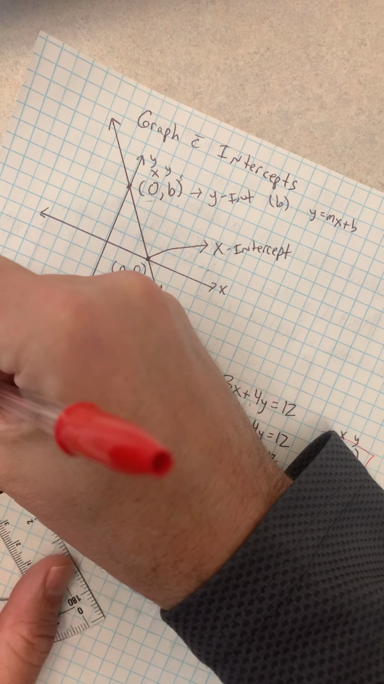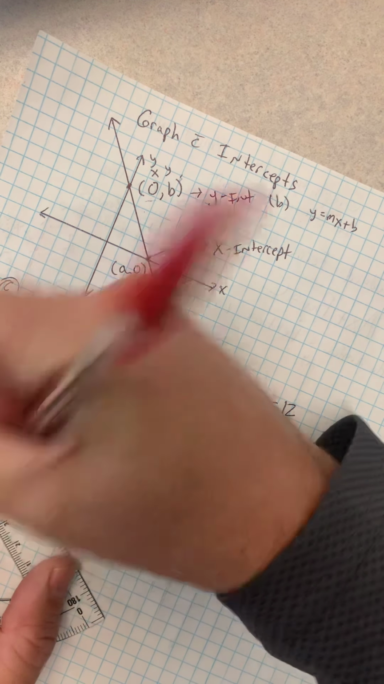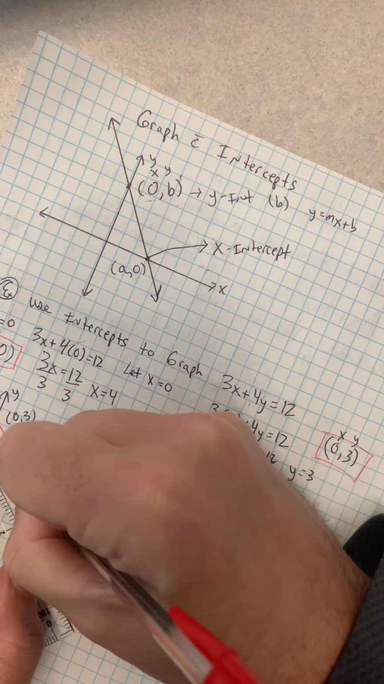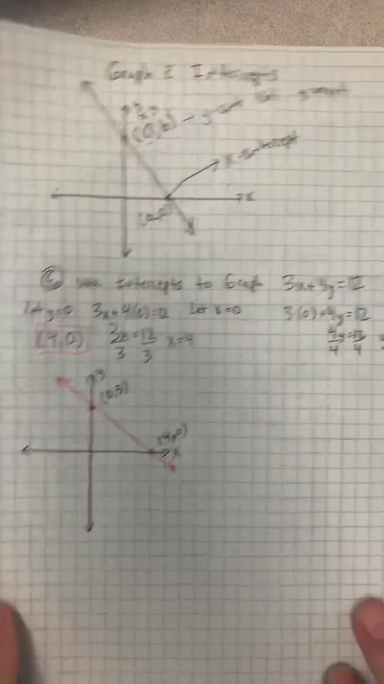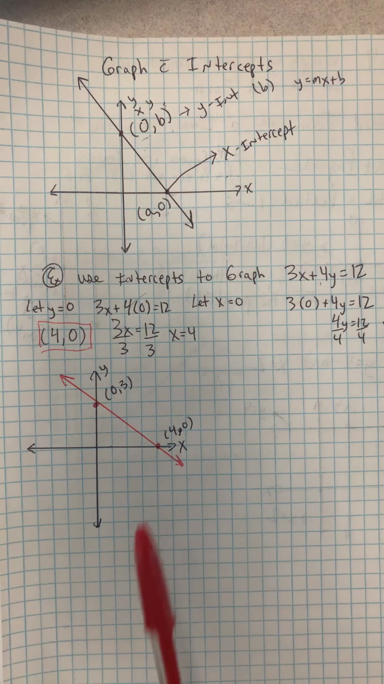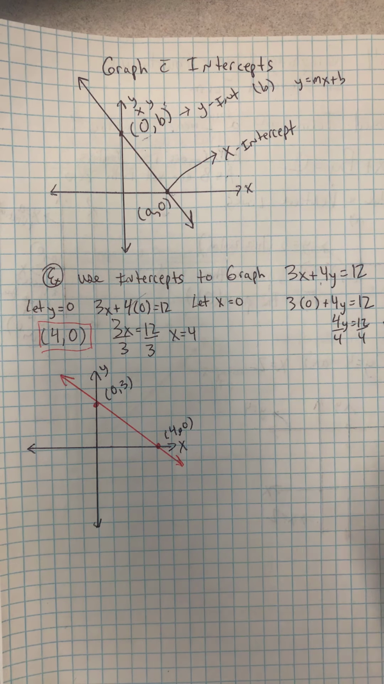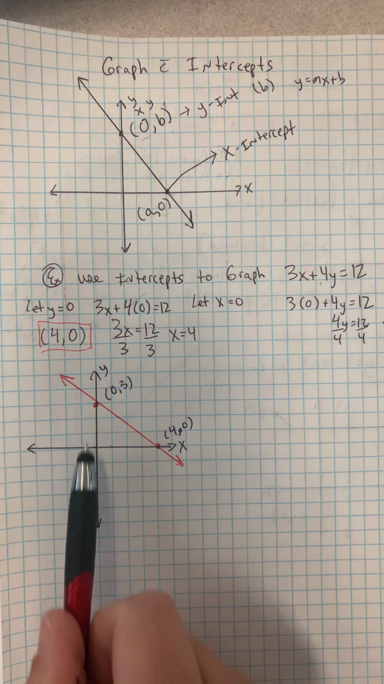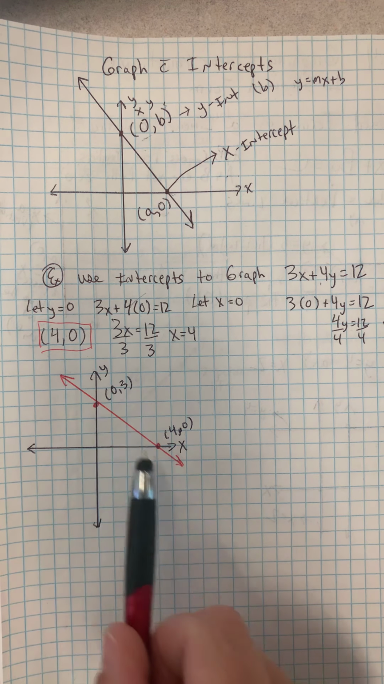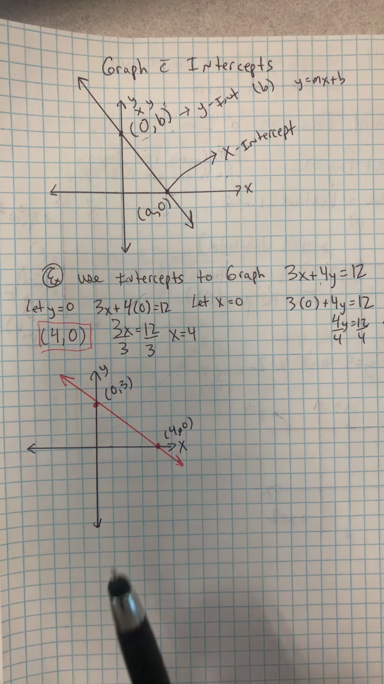I will connect those lines. That's all I need. 2 points. And I have just graphed using intercept form. I have found out where this line crosses the x and the y axis by using my brain and knowing that anything that lies on the y-axis, x is 0. Anything that lies on the x-axis, y is 0.